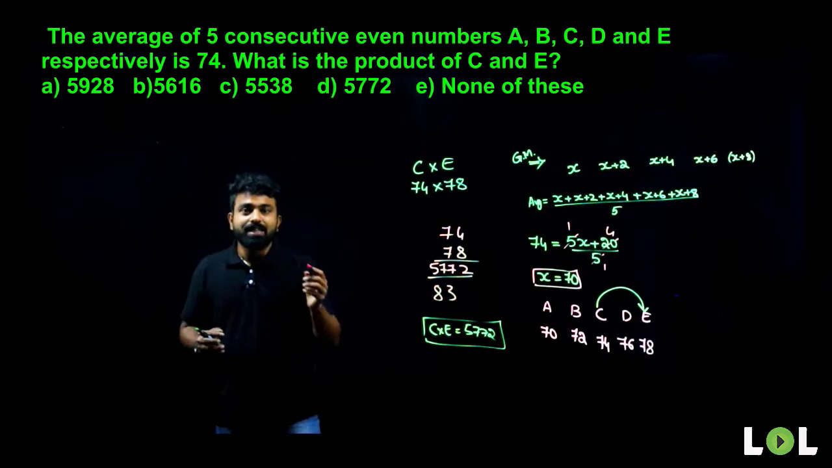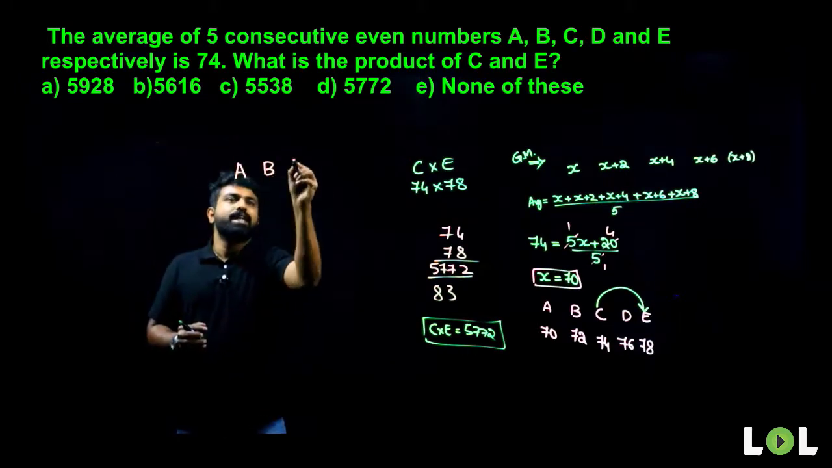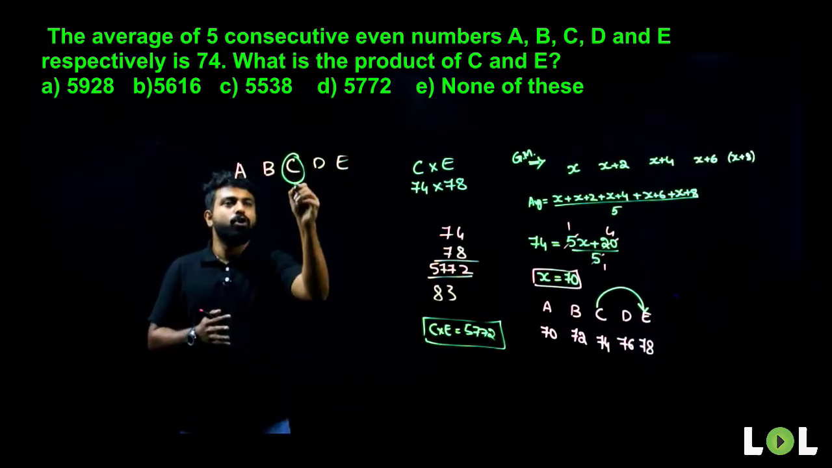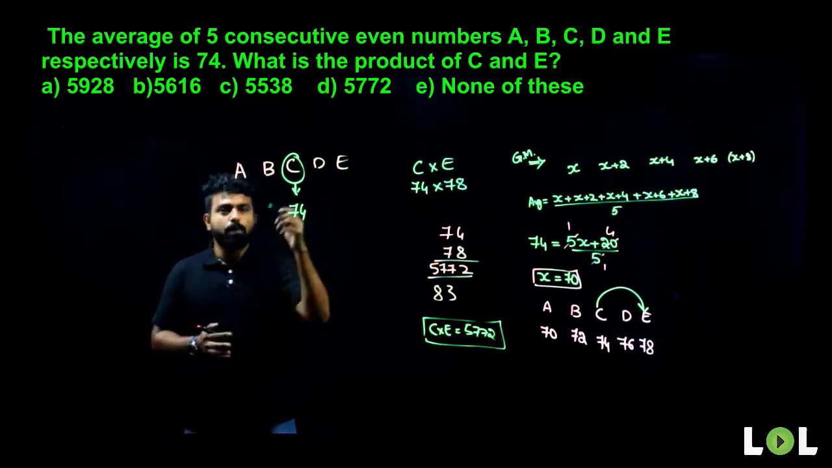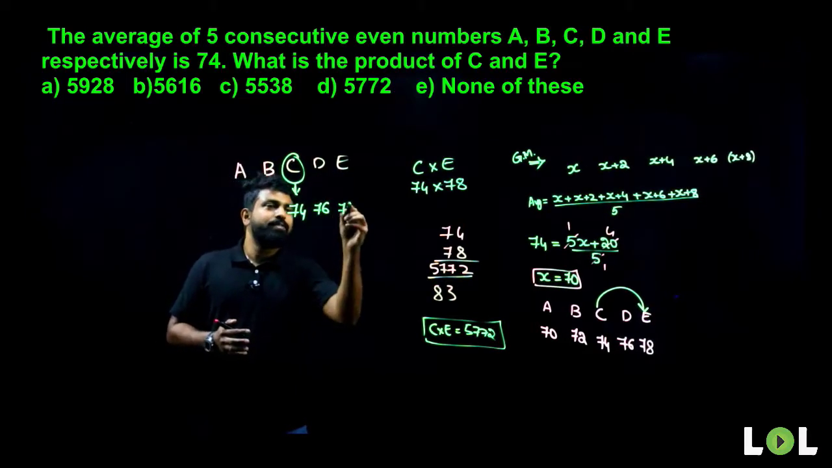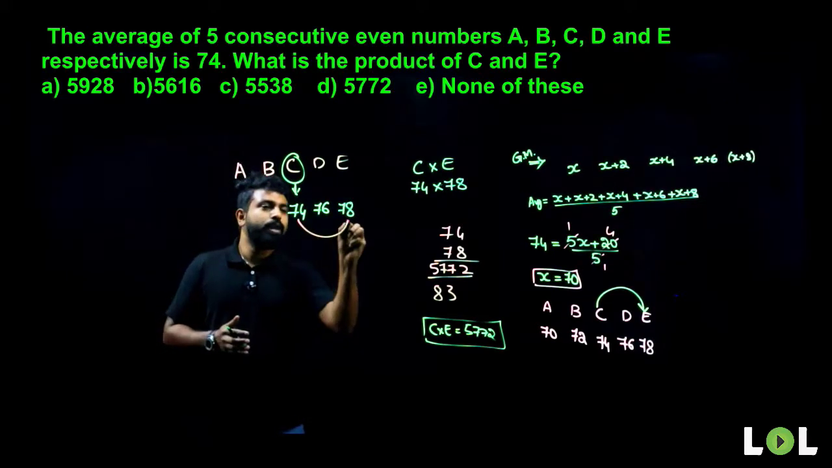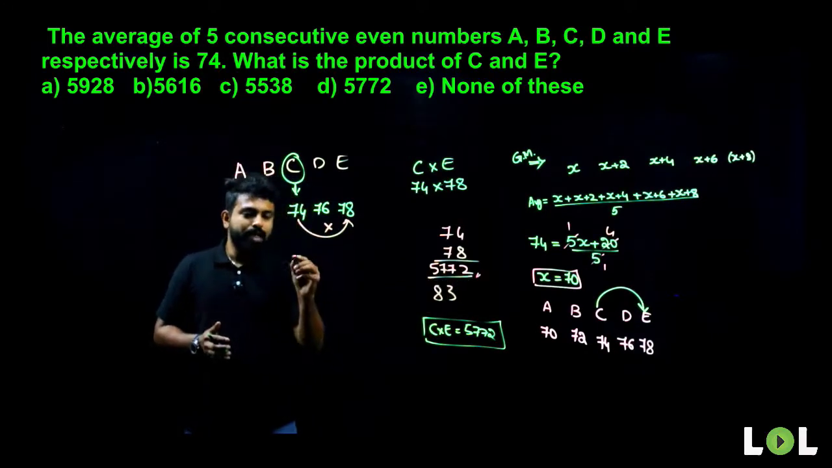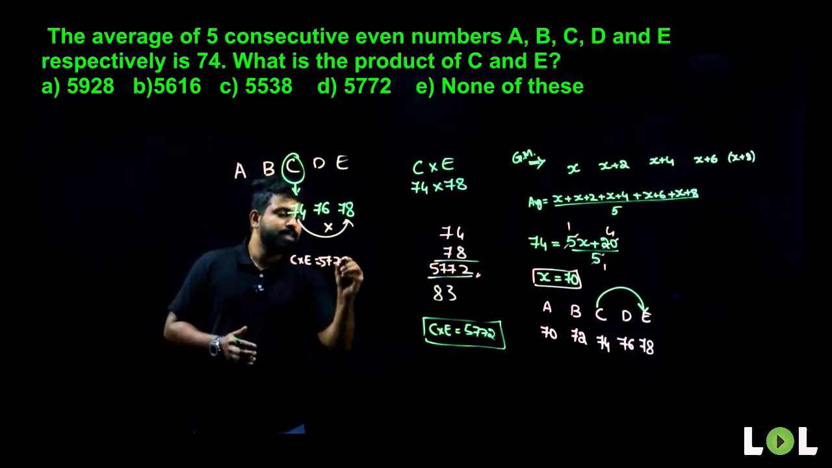So where will my average lie? Average will always be in the middle. So in A, B, C, D and E, which is my middle term? My middle term is C. And the value of C will be my average, that is nothing but 74. So if you have got 74, what will be D? It will be the next even number, that is nothing but 76, and E will be 78. Now what do we need to find out? Product of C and E, that is 74 into 78. So if we quickly multiply, what do we get? We get the answer as 5772.